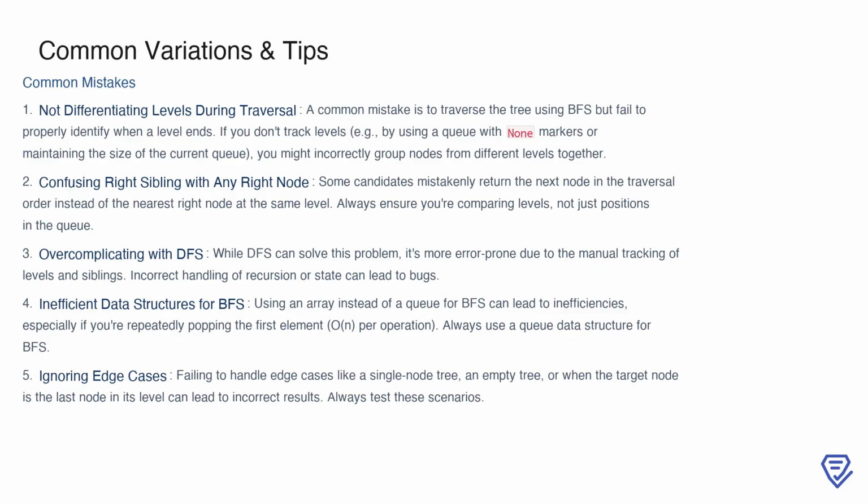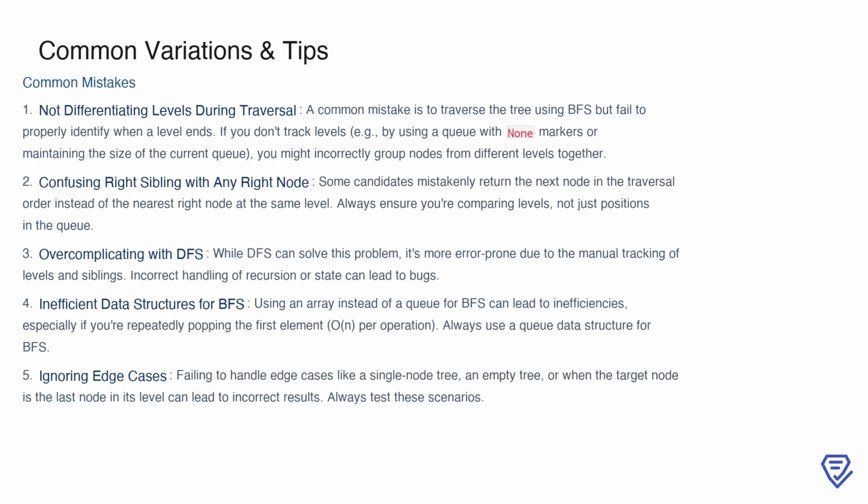For example, if you're using BFS but fail to properly track when one level ends and another begins, nodes from different levels might get grouped together. A good practice is to use a queue with null markers or to maintain the size of the current queue to separate levels. Another mistake is confusing the nearest right node with any right node in the traversal order.